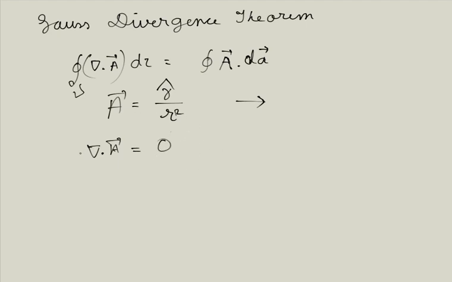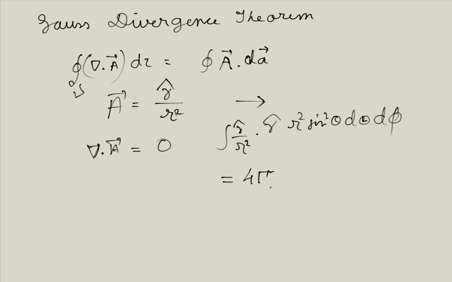The divergence is calculated in spherical coordinates here. And if we calculate the right hand side, the integral of A dot dS, it will be r cap over r square, times r square sine theta d theta d phi. If we calculate it, we will get 4 pi. So in this equation, on the left hand side we are getting 0, on the right hand side we are getting 4 pi. So this is a contradiction. How do we solve this contradiction?